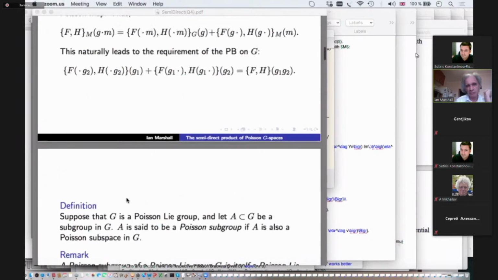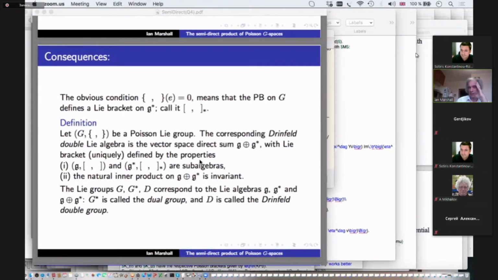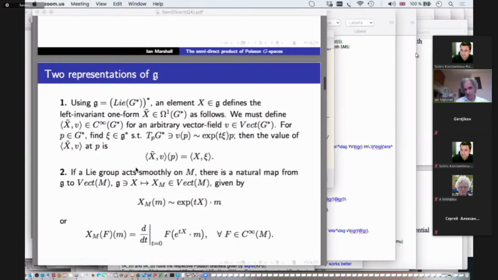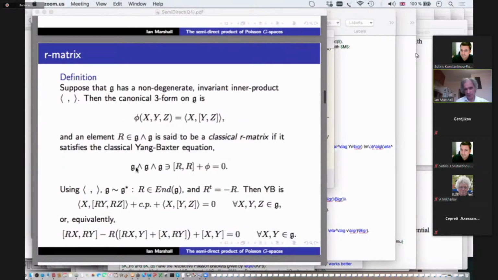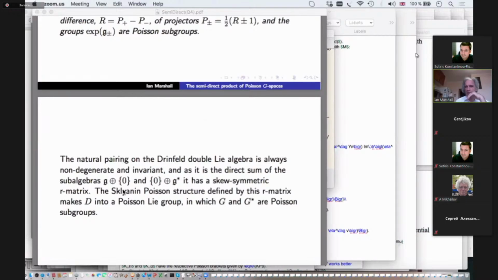you start off with a Poisson Lie group, you can always construct the Drinfeld double. You always have a non-degenerate inner product here, this natural inner product is invariant and non-degenerate, and these two are subalgebras, and so if you have this Drinfeld double, you can automatically construct an R matrix there, and you thereby get a Sklyanin Poisson structure on this double, which will make it into a Poisson Lie group, and then this G, which you started with, will be a Poisson subgroup of this D, which you construct with a Sklyanin bracket, and G star will also be a Poisson subgroup.